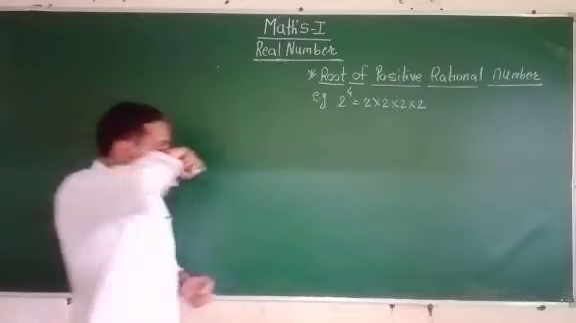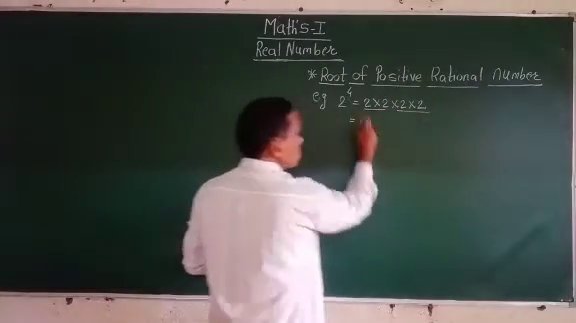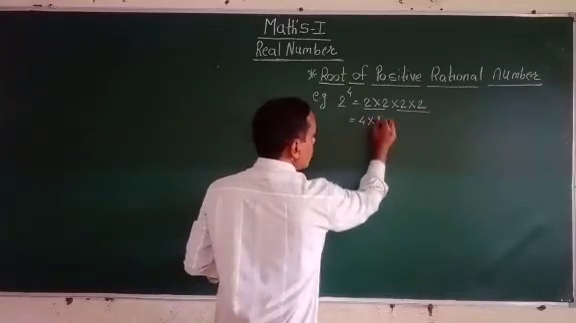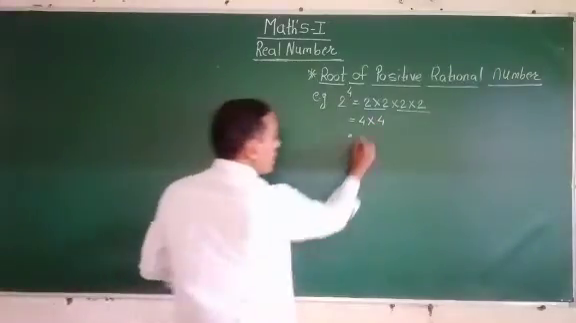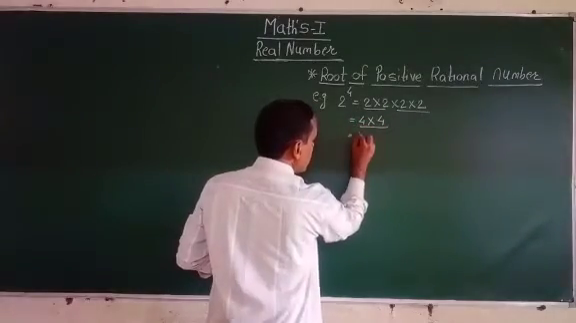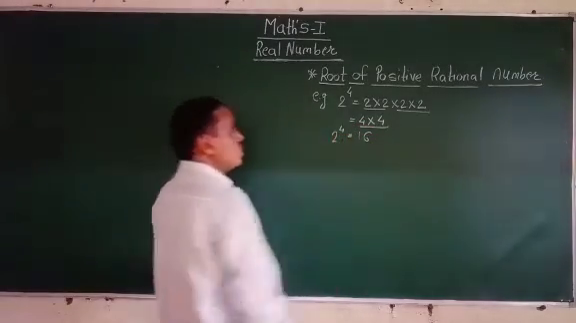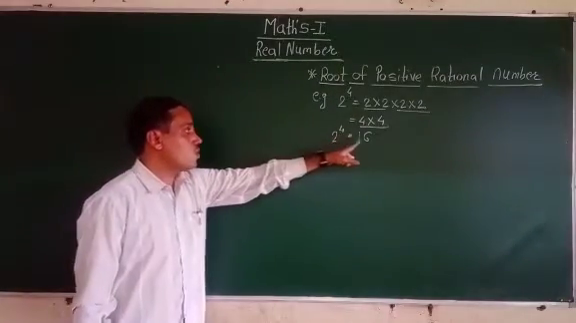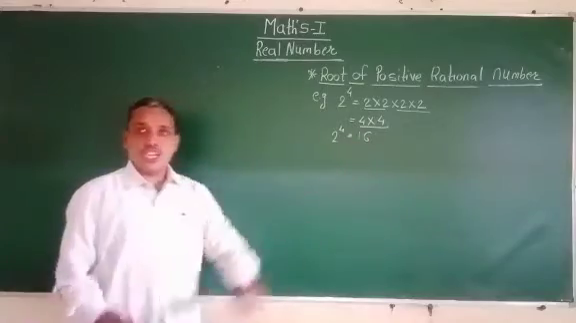Then we get the product. 2 into 2 is 4, and again 2 into 2 is 4, and then 4 into 4 is 16. That means 2 raised to 4 has the value 16.